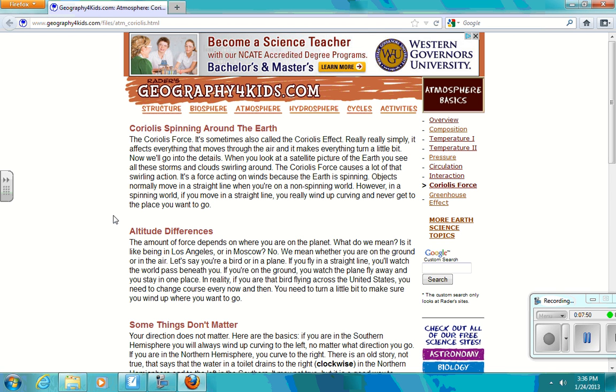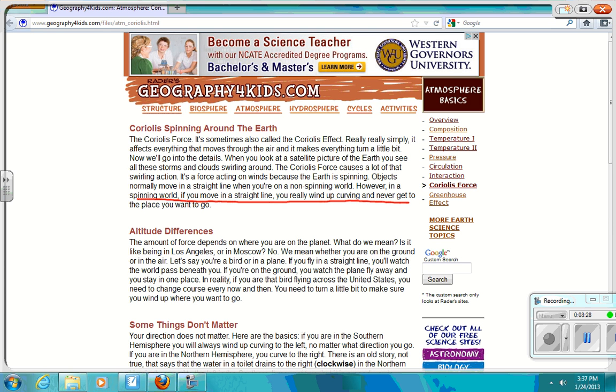The Coriolis force, we know it as the Coriolis effect, causes a lot of swirling action. It's a force acting on the winds because the Earth is spinning. Objects normally move in a straight line when you're not on a spinning world. However, we are on a spinning world, and if you move in a straight line, you really end up moving in a curved path. So let's write this down.